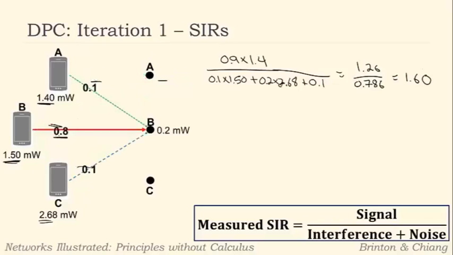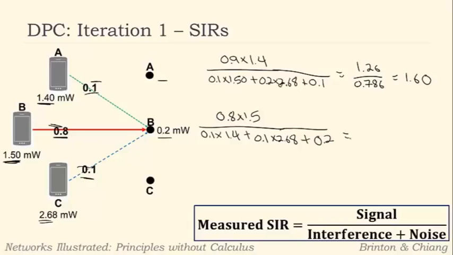We saw the direct is 0.8 times 1.5. The indirect from A is 0.1. You multiply that by 1.4. Plus the indirect from C, which is 0.1. You multiply that by 2.68. And then we add 0.2 onto that. And if we do that out, we get 1.20 divided by 0.608, which is 1.97.